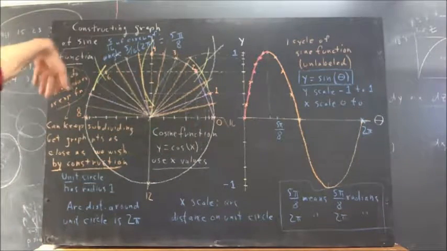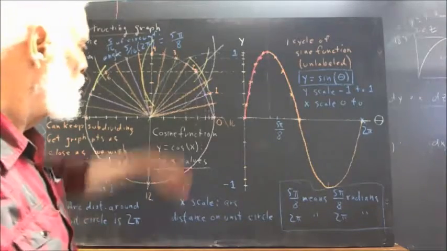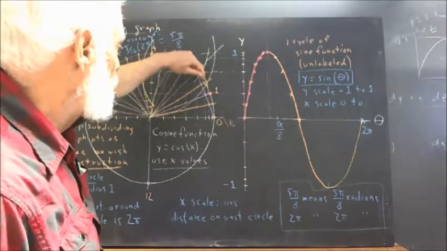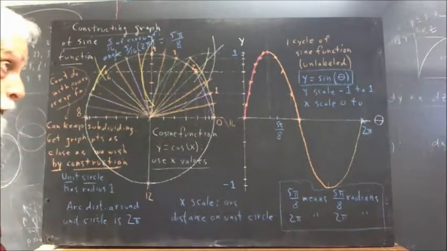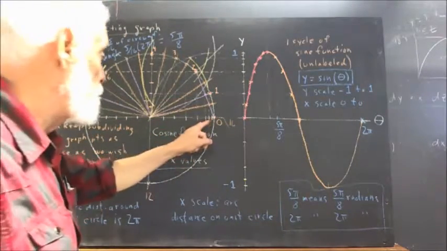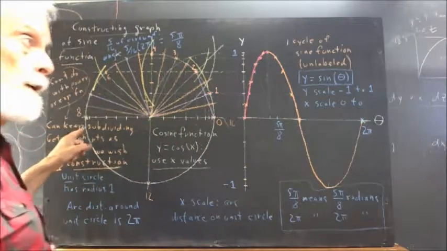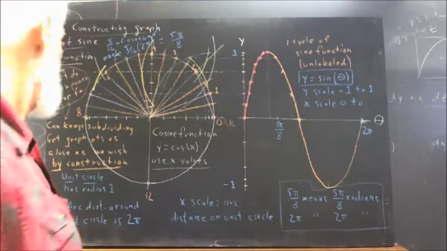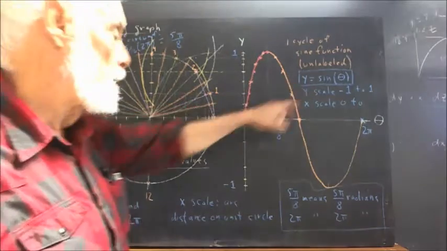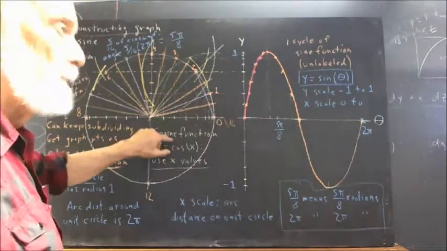Based on the same picture, all we have to do is project each point on the arc to the x-axis, just as we projected each point to the y-axis, and we get a series of points that are the values of what we call the cosine function. Now, this is the sine function. This is the cosine function.